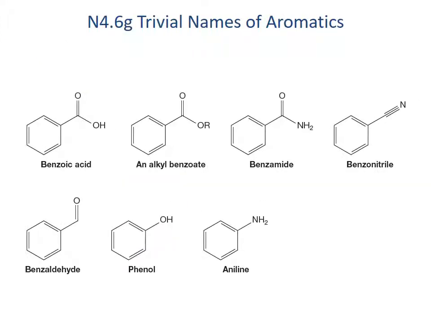We have mentioned now several trivial names that are the only accepted IUPAC names for a molecule. Benzoic acid in that first row, and in the second row, benzaldehyde, phenol, and aniline. Notice that we'll also name all the derivatives of benzoic acid with benzoic acid as the root name. So benzoic acid, when it becomes an ester, is an alkyl benzoate. Or when benzoic acid becomes an amide, it's benzamide. Or when benzoic acid becomes a nitrile, it's benzonitrile.